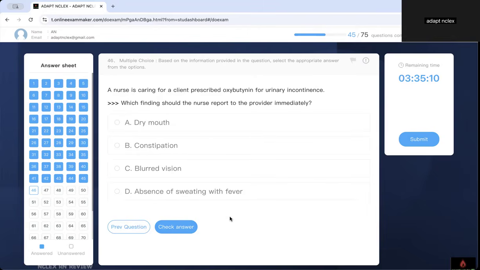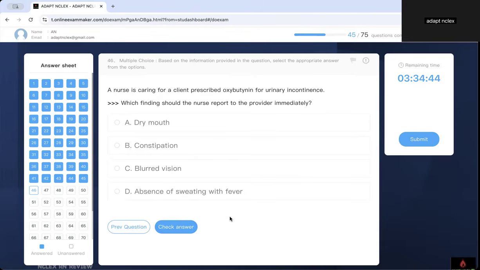Oxybutynin is going to prevent you from doing that. It has to be anticholinergic. You see why? That's how you can stop you from having incontinence. Therefore, which one should you worry about? Dry mouth, anticholinergic. Constipation, anticholinergic. Blurred vision, anticholinergic. Absence of sweat with fever, anticholinergic.